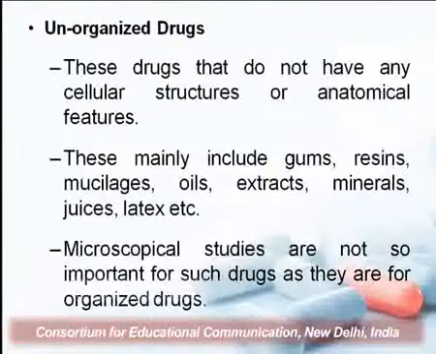Now, unorganized drugs are the drugs that do not have any cellular structures or anatomical features. These kinds of drugs do not have any kind of cellular arrangement, and these include basically the secretions or the exudates from the plants, like gums, resins, mucilages, even oils, or minerals or juices or latex, and so on and so forth. Since they do not have any organized cellular structures in them, they fall under the category of unorganized drugs.